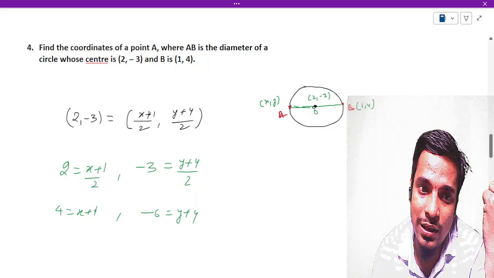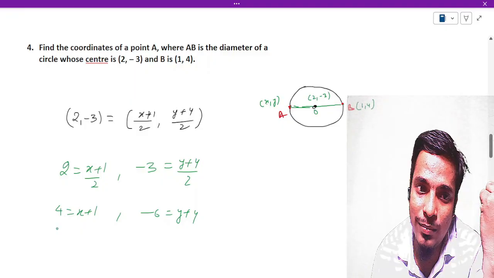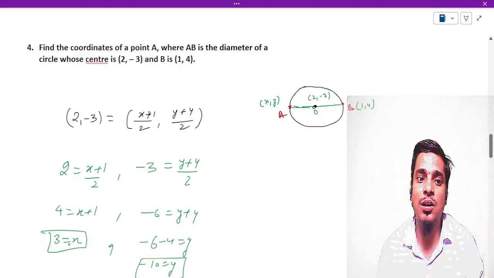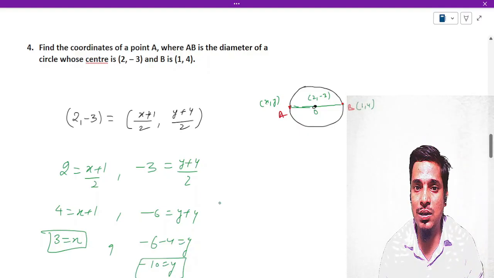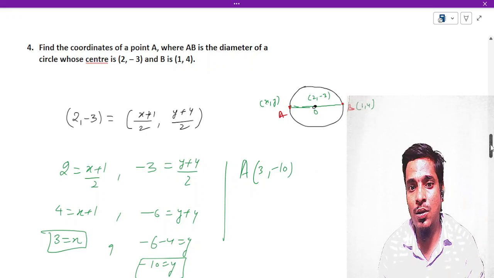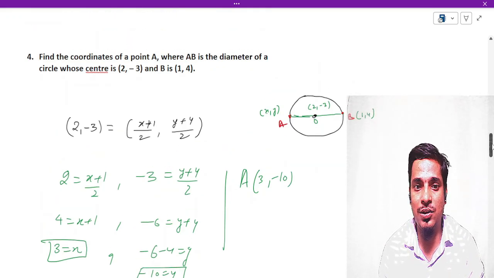By solving this, shifting 1 to the left, 4 minus 1 is 3. So the value of x is equal to 3, and for y, shifting 4 to the left, it becomes minus 4, so y is equal to minus 6 minus 4, which is minus 10. So x is 3, y is minus 10. So the coordinate of point A is 3 comma minus 10. This is our answer. So I hope it is clear, right?